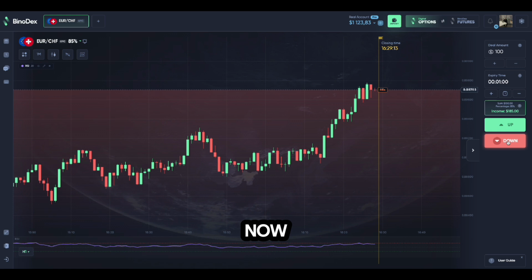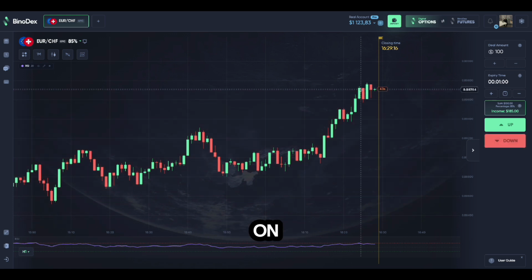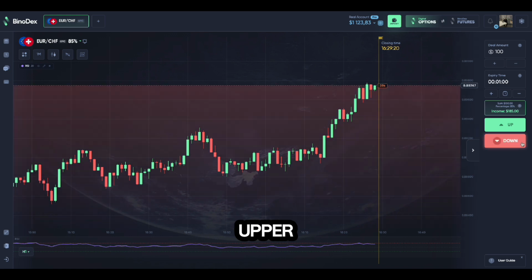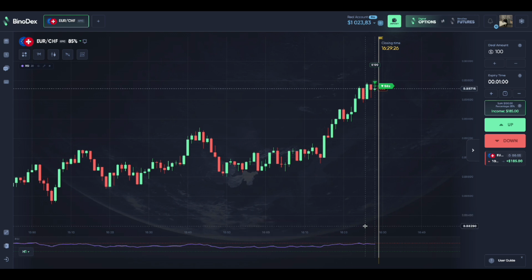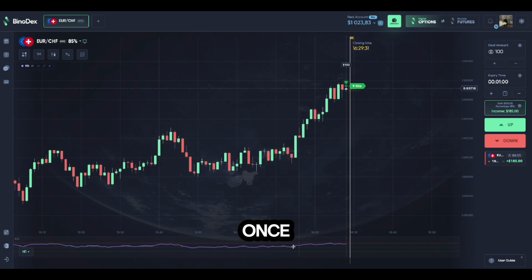Although right now we have some sideways trading going on here, so of course it might be risky to open a trade. From the upper boundary, I would open a trade. Yes, from this level, it's a good moment to open our trade. So, while our trade is running, let me explain the essence of the strategy once again.